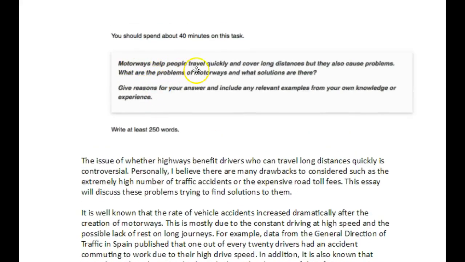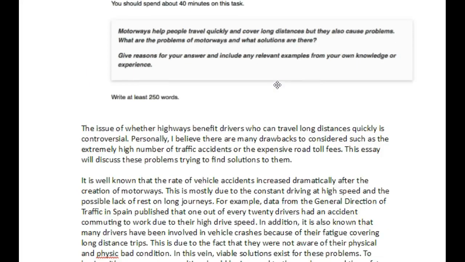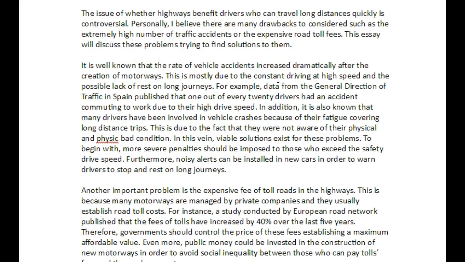So, motorways help people travel quickly and cover long distances, but they also cause problems. Okay, problems and solutions of motorways. Easy question, right? So, the issue of whether highways benefit drivers who can travel long distances quickly is controversial. Personally, I believe there are many drawbacks to be considered, such as an extremely high number of traffic accidents and expensive road toll fees.